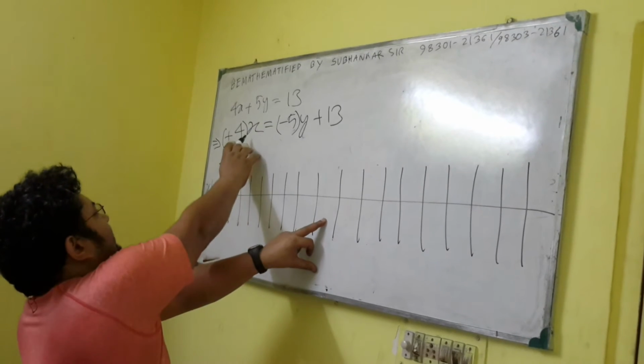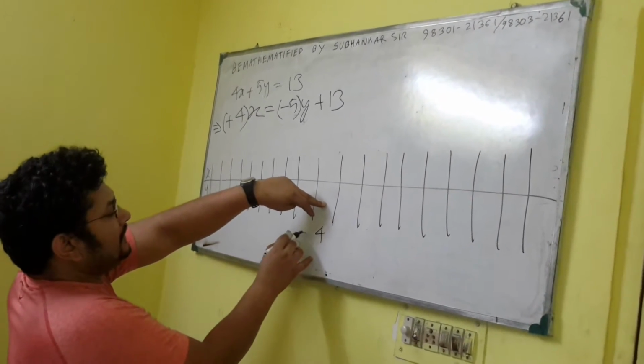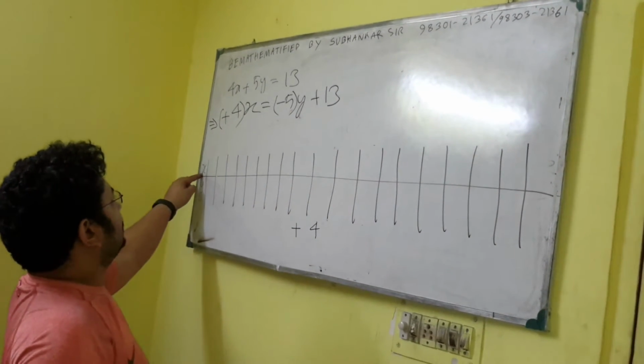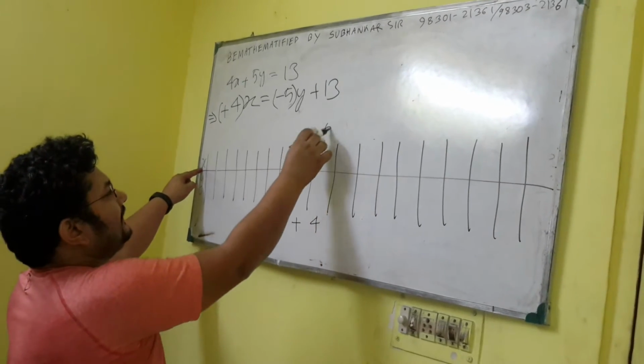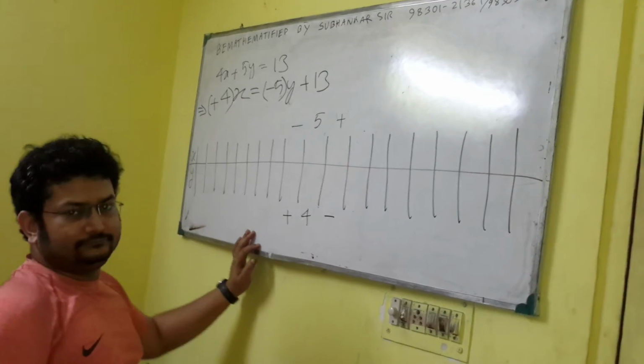Right here, the coefficient of x will go for the coefficient of y. This is 4. Please remember to write the plus. The coefficient of y is minus 5, so it will go for x. I will write minus 5. If it is minus, I have to write plus here, minus here.